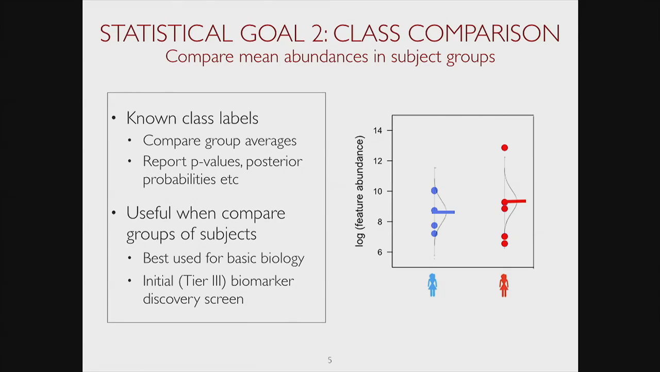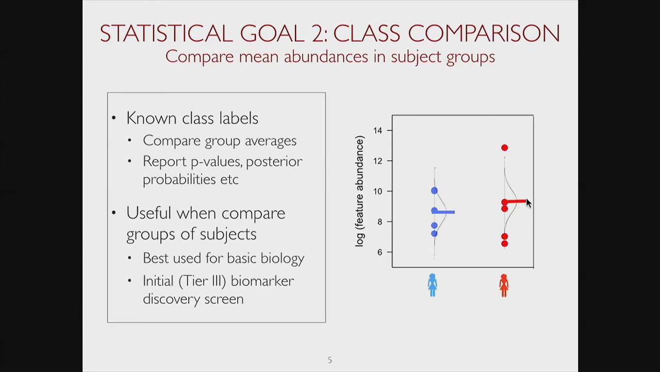So the second statistical goal is class comparison. Now this is a supervised method in the sense that we have the information on the samples. These are subjects which are healthy. These are subjects which come from the disease group. And now we want to know if there is a change in protein abundance between healthy and disease, on average between the groups, more systematically than expected by random chance.